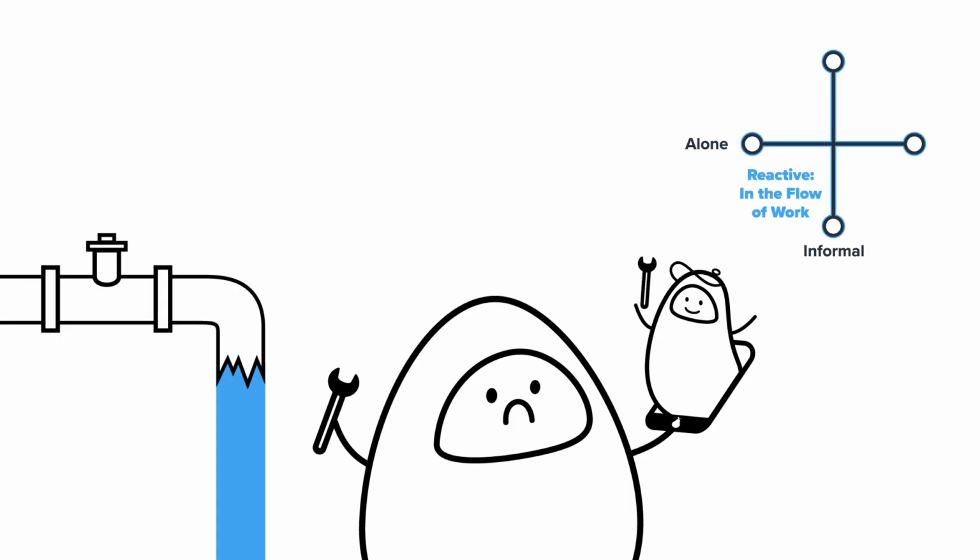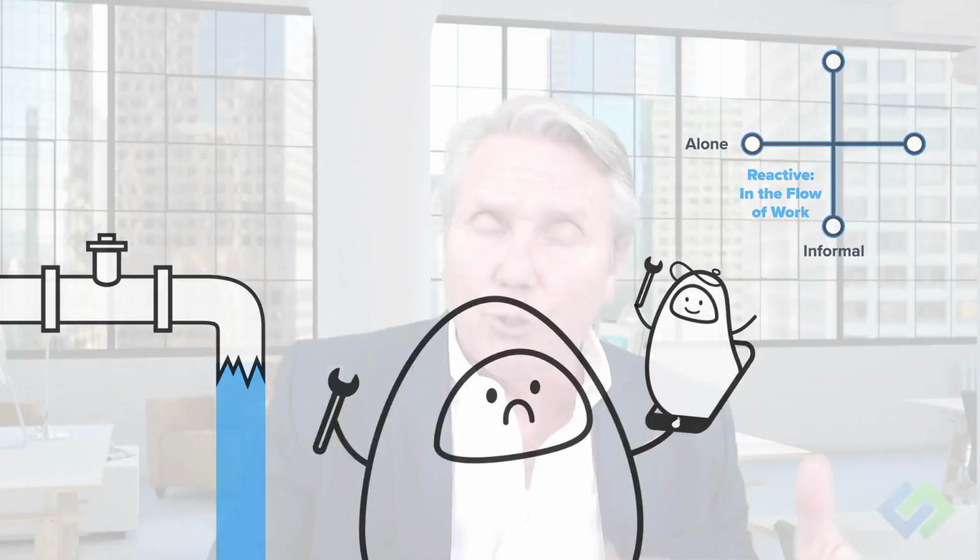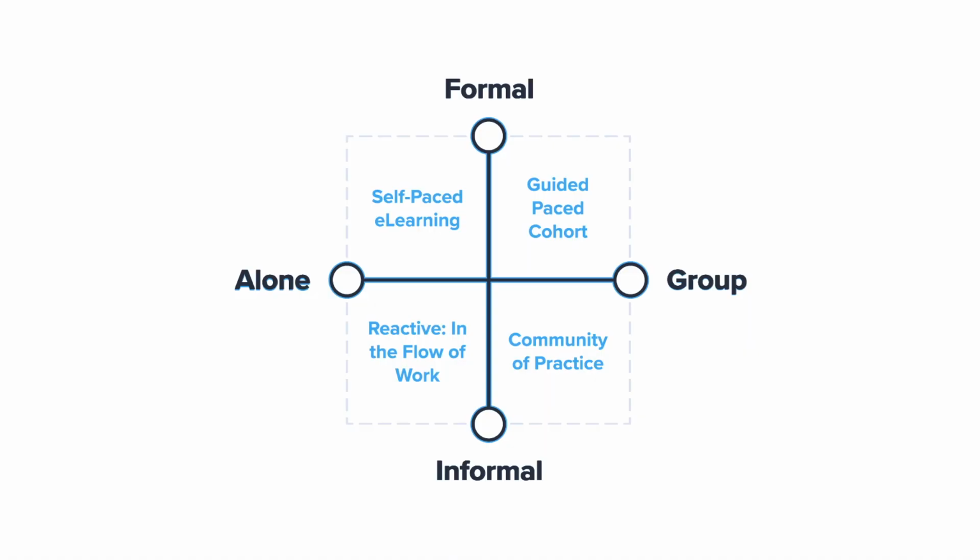And the bottom left is informal, alone. This would be an example of what you do if you would go to YouTube and do a how-to video. How to fix a leaky pipe would be an example. It's reactive. It could be in the flow of work. You might be saying, how do I close out an invoice or close out the end of a month in an accounting system? You would be in the bottom left. You're reactive. You're getting an answer. It's informal learning. Another example in the bottom left would be watching a TED Talk. So, formal versus informal, group versus alone.